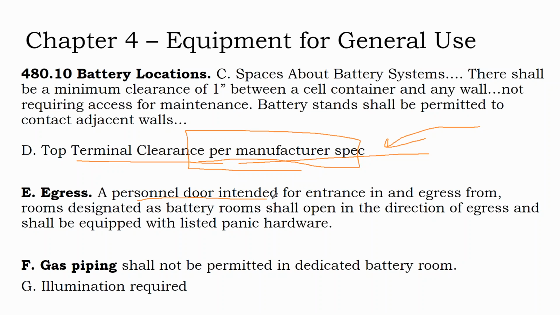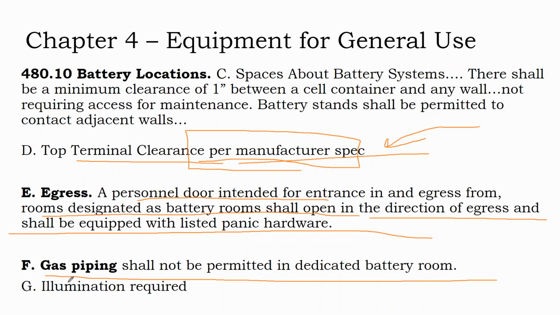A personnel door for battery rooms shall open outward as you're leaving the battery room. And gas piping is not permitted in battery rooms. And then finally, illumination is required. That seems a little weird, but often these battery rooms might be built into the side of the building. They might be reconverted into a closet, and they need to be lit up.